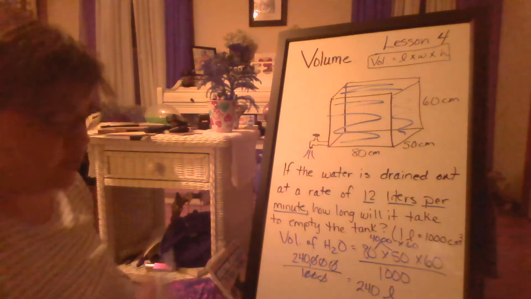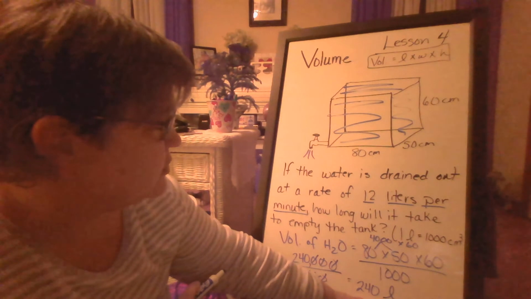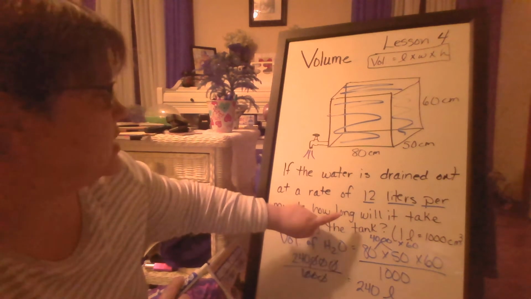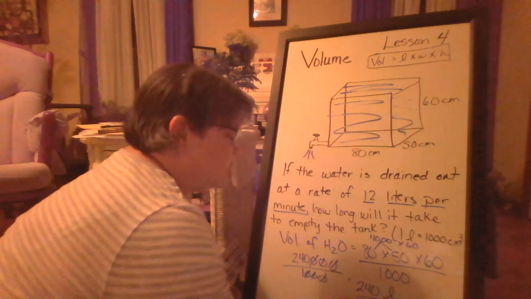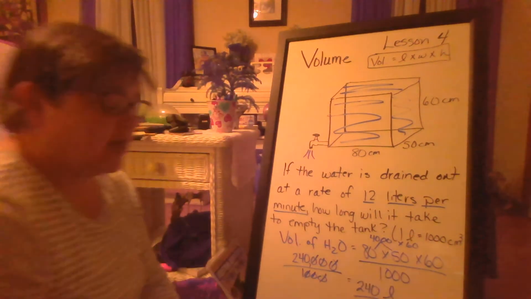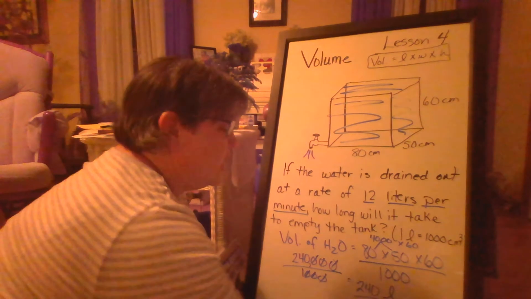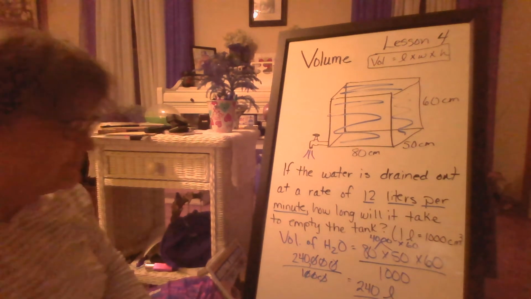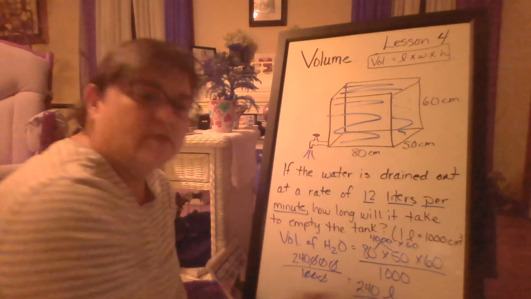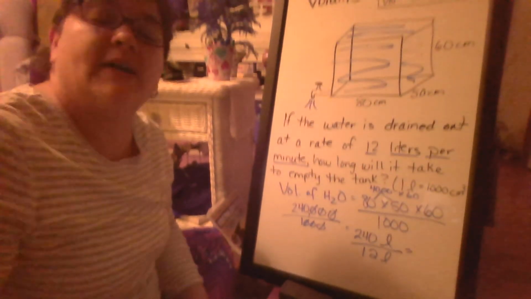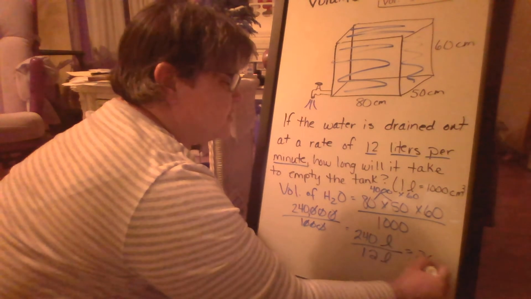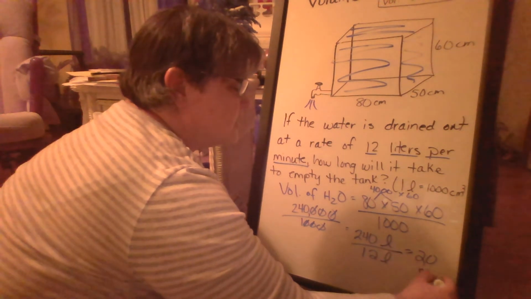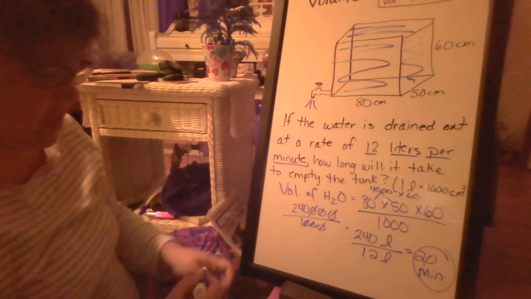All right, so now if we have 240 liters, we want to know the rate, if the water is drained out at a rate of 12 liters per minute. So we're going to divide that by 12 to find out how many minutes that will take. I'm going to divide that by 12. And 12 into 24 goes 2. I'm going to drag that 0. So it'll take 20 minutes.